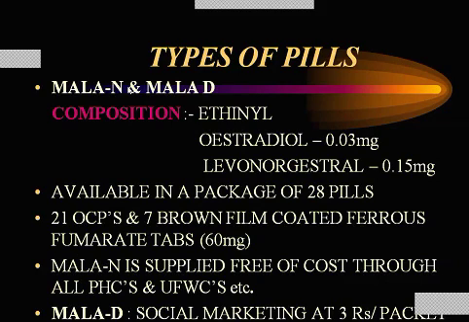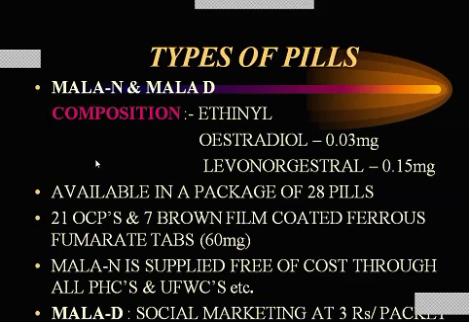How are they available in the market? Mala N and Mala D. These are the 2 forms. They are commercial names. The composition is the same, only the name is different. Ethinyl estradiol 0.03 milligrams, levonorgestrel 0.15 milligrams. This is the composition, the same for both Mala N and Mala D.